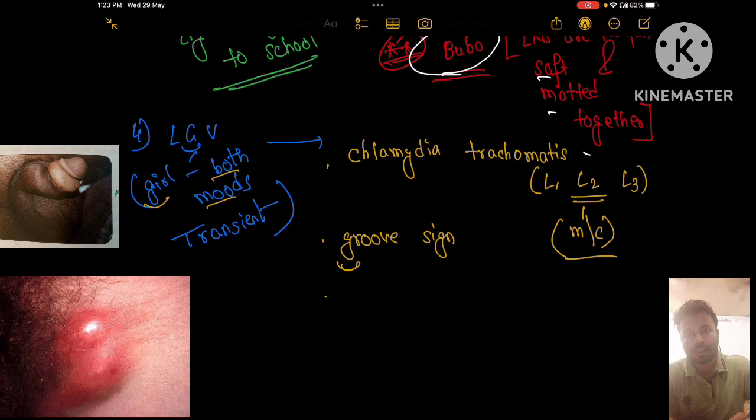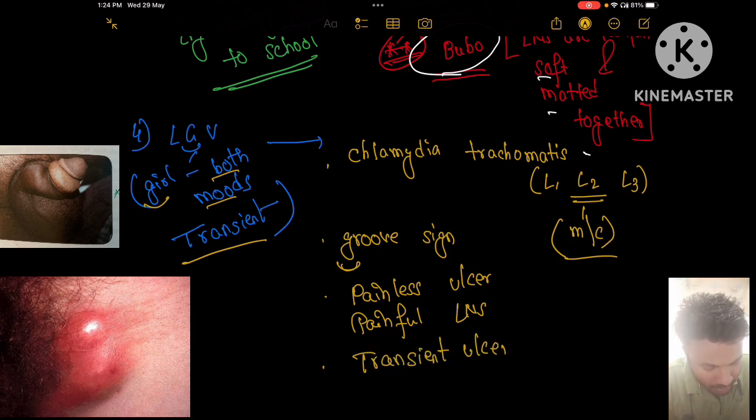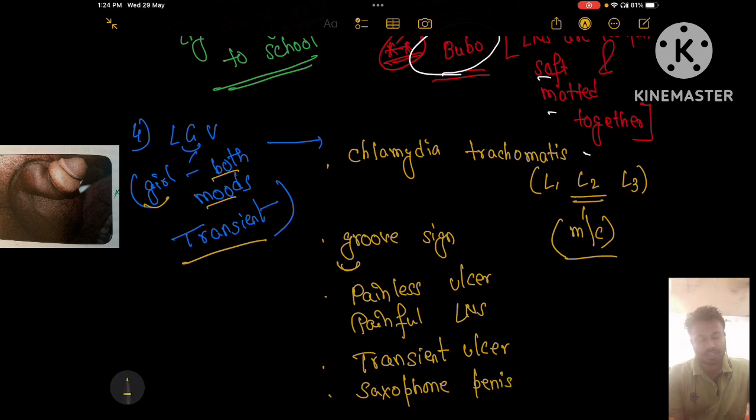So painless ulcer, painful lymph nodes. Next, girls have transient mood. It is a transient ulcer. And in LGV, we can see saxophone penis.